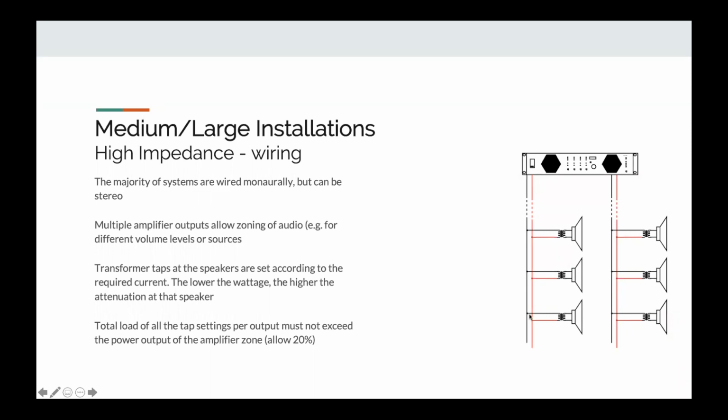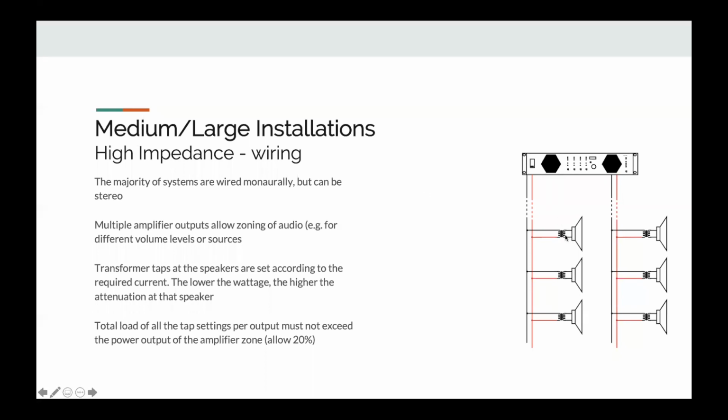In larger applications, we might use multiple amplifiers so that we can have different volume levels on different chains of speakers. You set the tap on the transformer to set the expectation of the power consumption from the amplifier, and that can be anything from 2.5 watts to 120 watts.